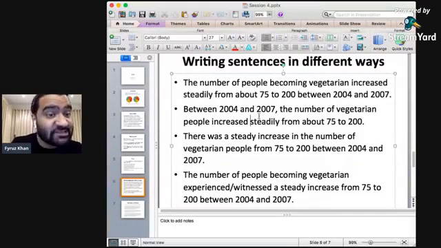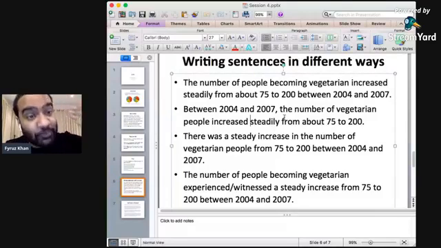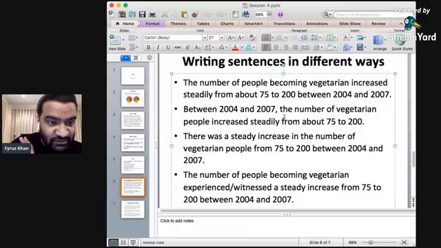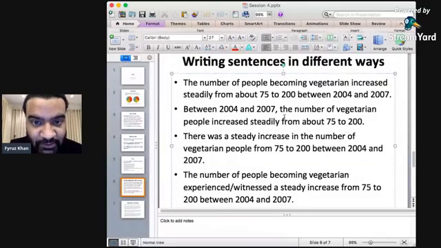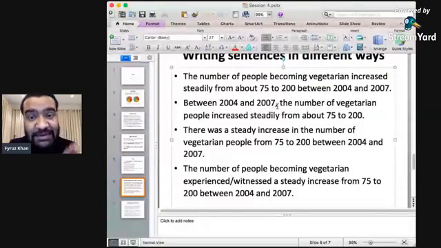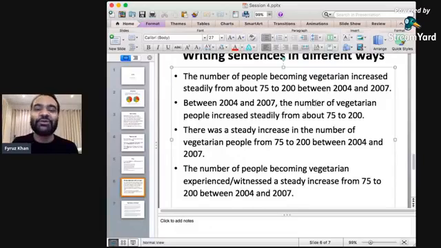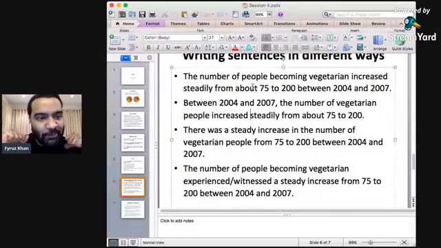So if you're going to start with a complex sentence, if you start with although, if you start with between, as, or that, those kind of words, then you need to put a comma here. You just separate it. And then the number of vegetarian people increased steadily from about 75 to 200. So this is also a different way of writing. See, the first two sentences are completely different from each other. If you want to show a bit of variety in your writing, this is the way to go.